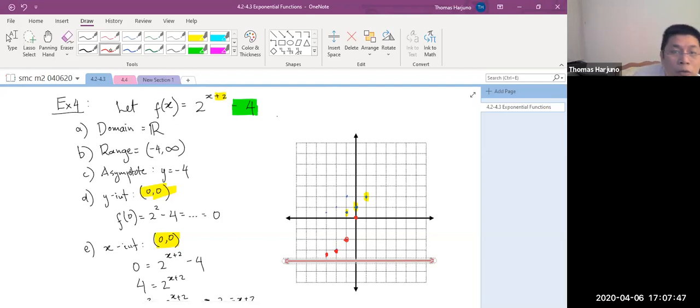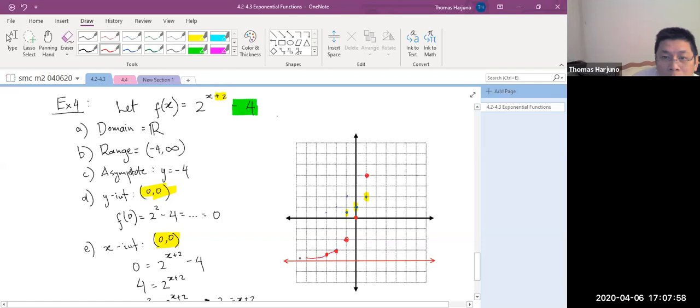Now, if I continue with the graph, then it will be 4, actually 8. So the graph will be approximately like this. And you see how I use those 3 important coordinates we have earlier to help me graph this exponential function. Those 3 important coordinates now become here.